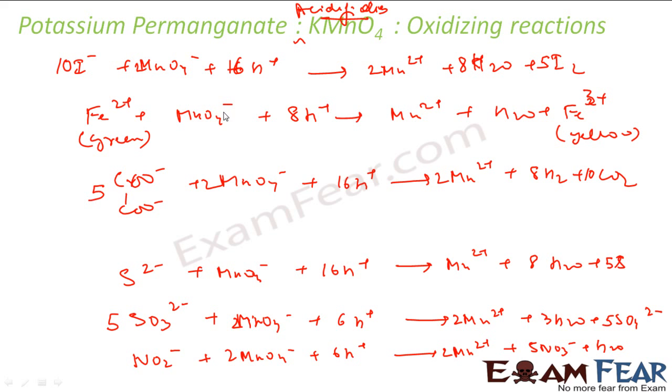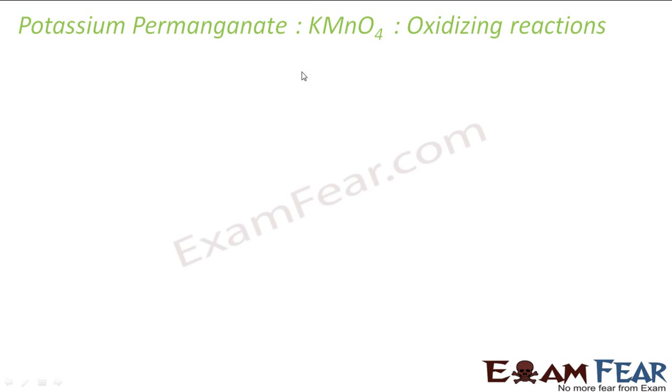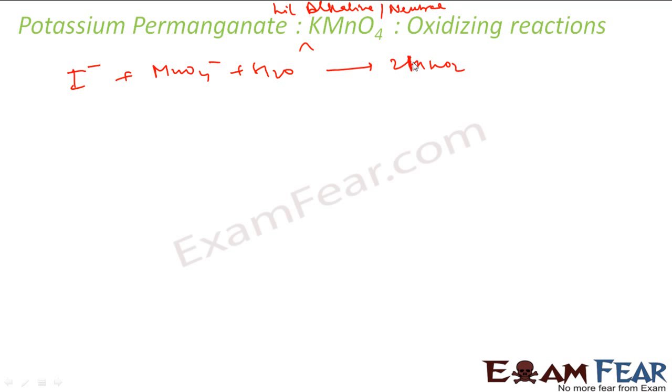What if we have little alkaline or neutral KMnO4? Let's see that. So now we have alkaline or neutral. So let's see iodide. I minus was being oxidized to I2, but that was in case of acidic medium, we just saw. But if it is not acidic, and let's see the reaction, just water, a neutral medium. So it becomes MnO2 and it gives 2 OH minus and you get IO3 minus.